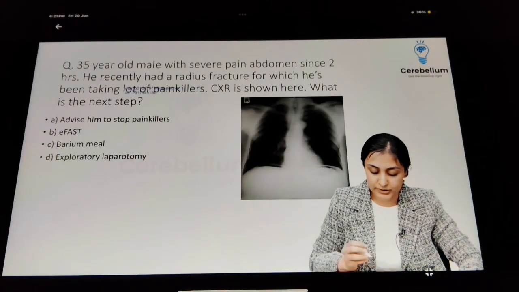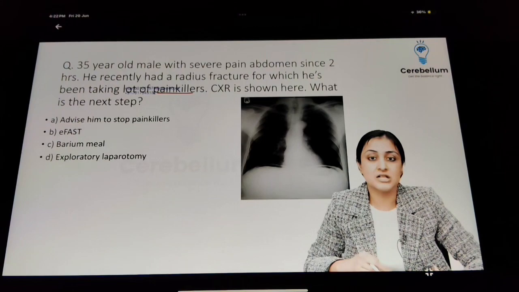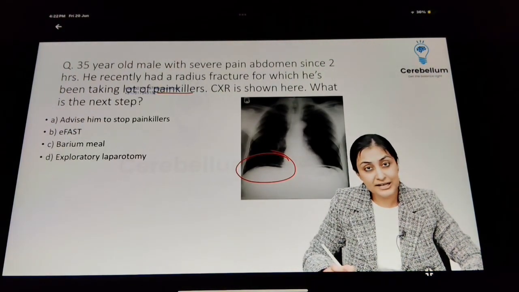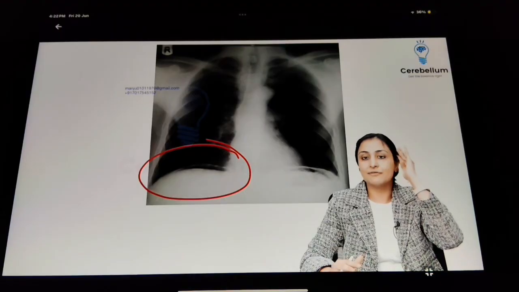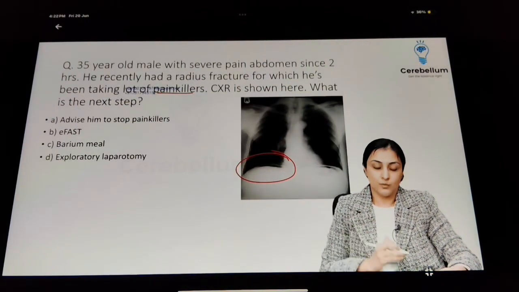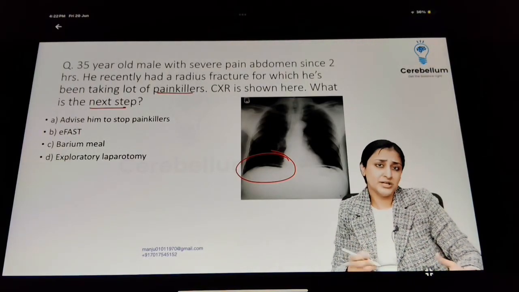35-year-old male, severe pain abdomen, has a radius fracture for which he's taking a lot of painkillers. How is that relevant? NSAIDs, you know, can lead to peptic ulcers. Peptic ulcers can perforate, leading to pneumoperitoneum. So where do we look? We look at the left diaphragm or right diaphragm? Right diaphragm always. So under the right diaphragm, when you see that there is air, what is it? It is perforation peritonitis or pneumoperitoneum. What do you want to do next? Look at the options. Advising to stop painkillers. You're like, okay, right now you might die, but don't take painkillers later.